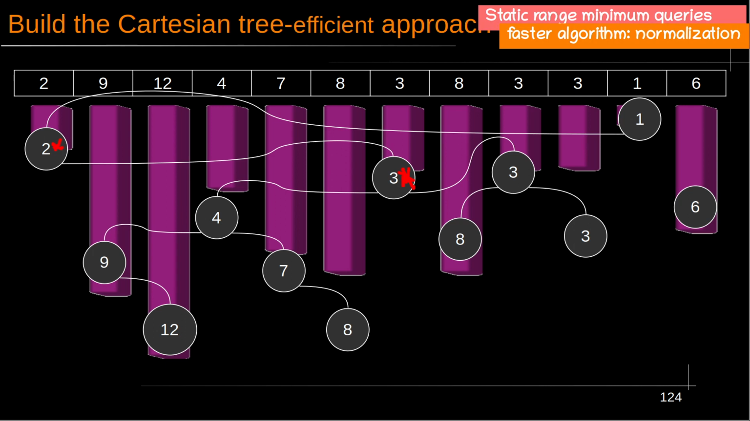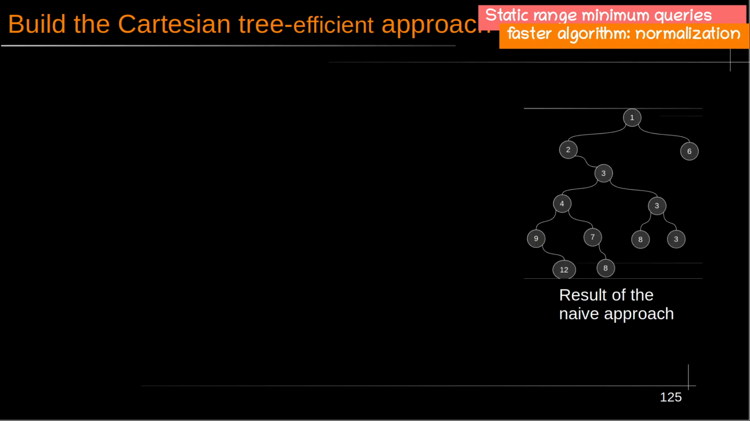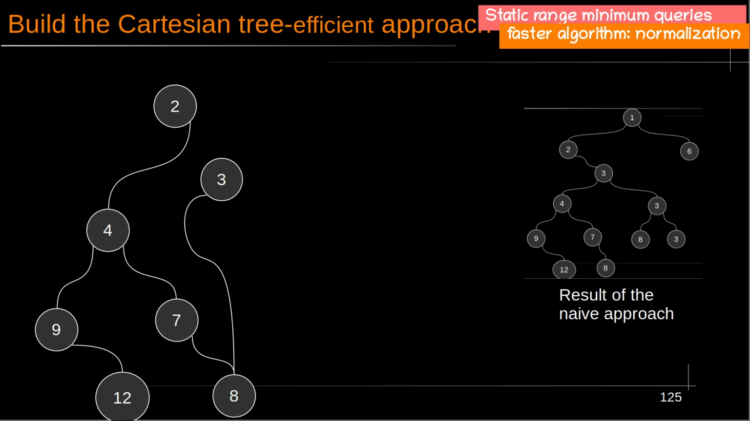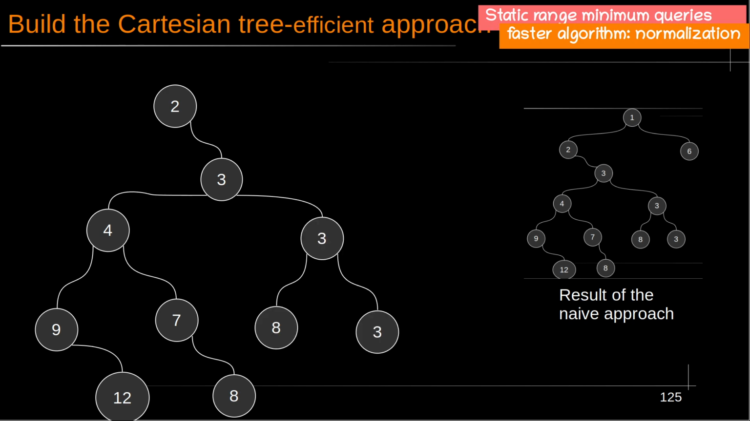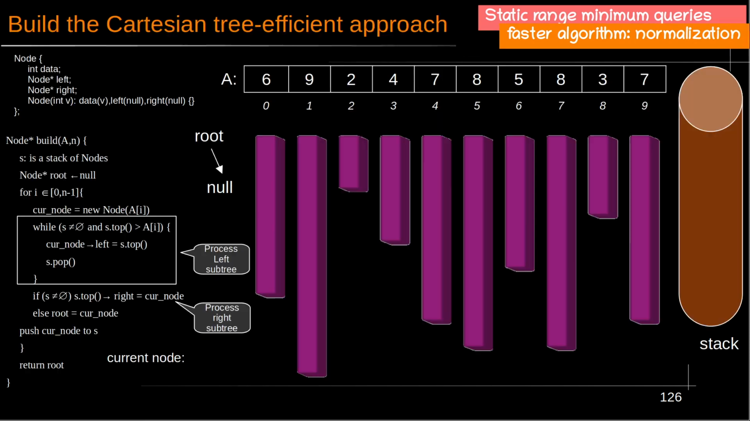For 6 now, 6 is greater than 1. The answer is yes. So we make it the right subtree of 1. So this is the Cartesian tree of that array. As you see, it's the same one found with the naive approach. As we see, it maintained the 2 properties of the Cartesian tree, the heap property, and in-order traversal will give me the original array. Let's see the algorithm now.